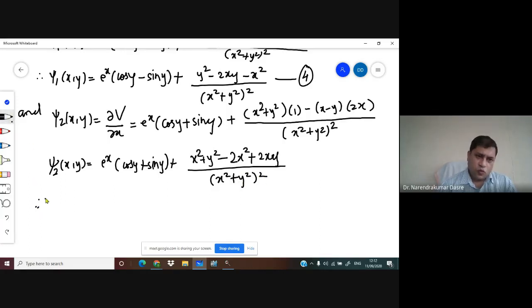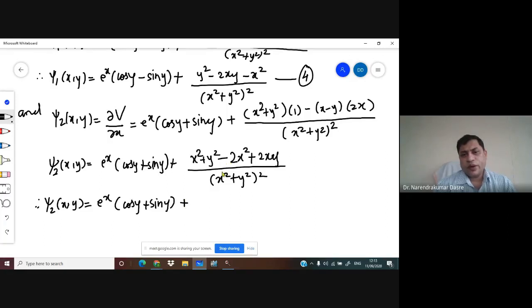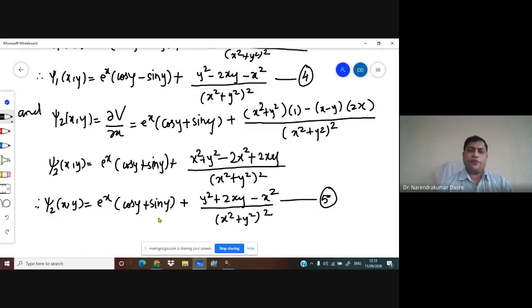Now we got the first derivative of this v. So let us find the second derivative with respect to x. So psi 2 of xy is equal to dabba v by dabba x. When we want to find the derivative of this with respect to x, y will be treated as a constant. So this term will be constant, and hence the derivative of e raised to x is e raised to x. So we have cos y plus sin y.